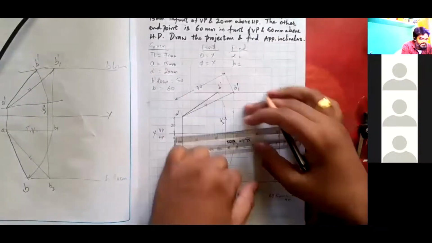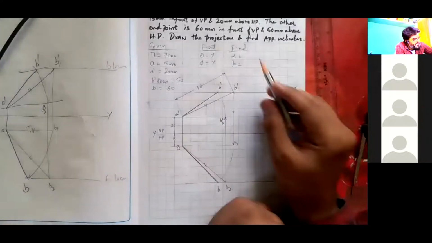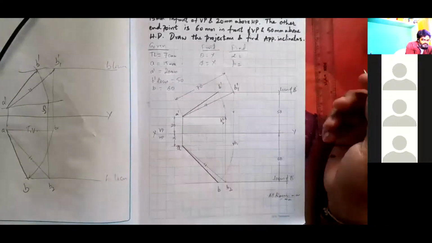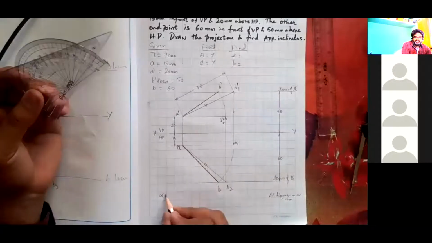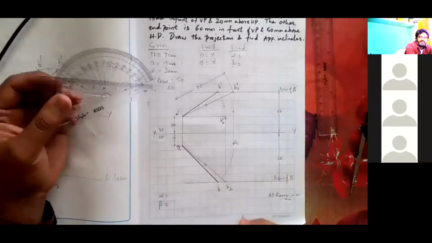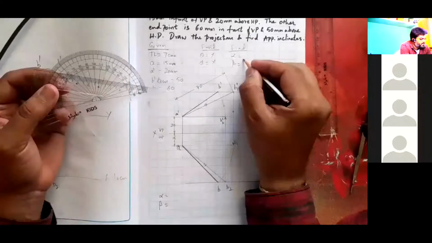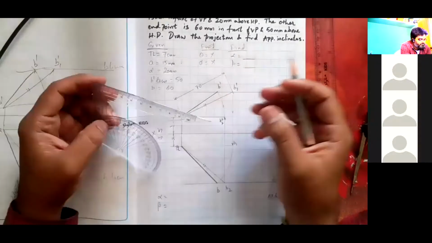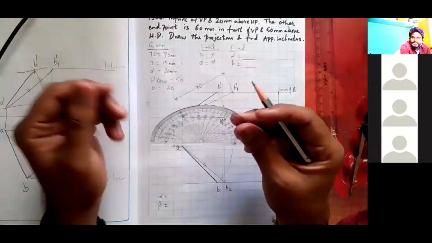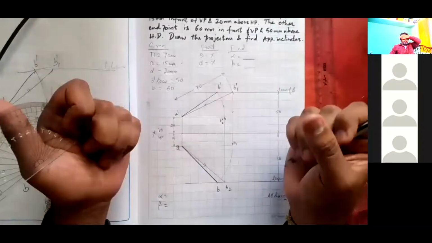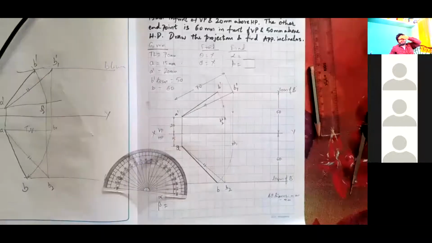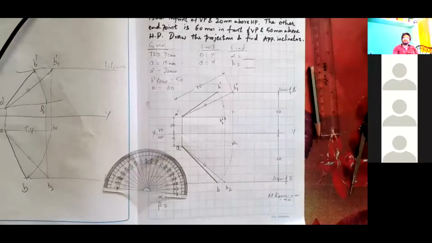Apparent inclinations are asked. So can anybody tell me what is the answer? Alpha and beta. How much is the answer? You need to tell me how much is alpha and beta here. Anybody has constructed? Anyone has constructed the problems simultaneously along with me?